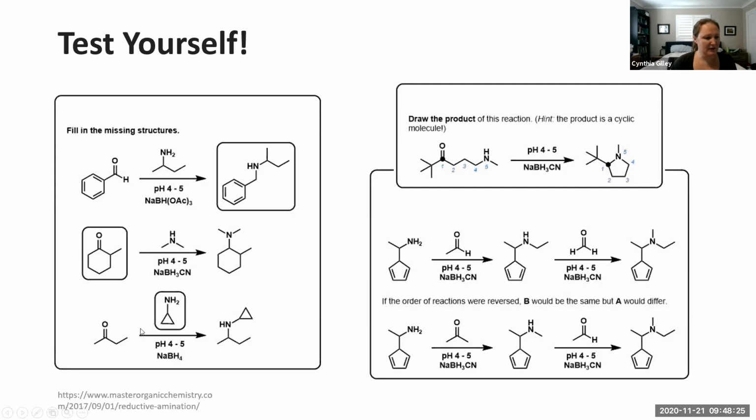In this case, we were given the starting ketone and the amine product. So we can see that we made this carbon-nitrogen bond. So we just needed to take this part off, which is the amine. That was the reagent used in this case. So cyclopropylamine as the amine in this reductive amination.